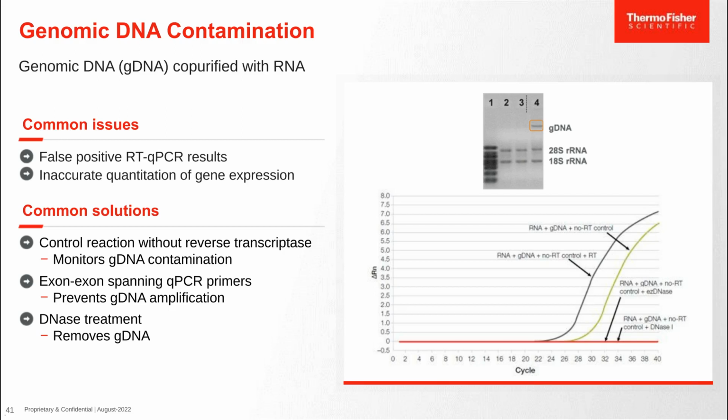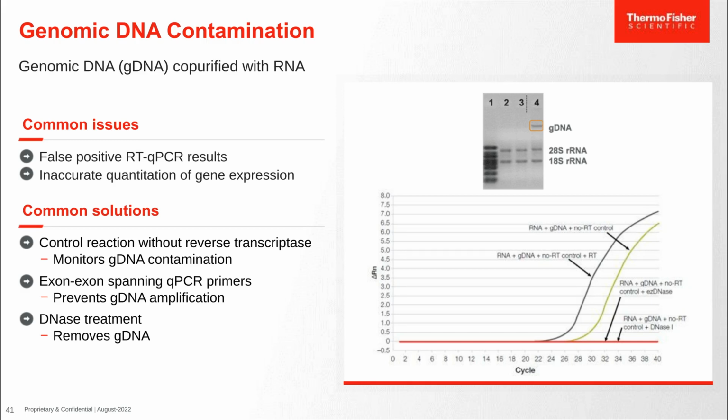A good solution is to use a control reaction without any reverse transcriptase to detect any genomic DNA that might be present. This is shown in green on the graph. Here we see amplification even without an RT enzyme, which clearly indicates contamination with genomic DNA.